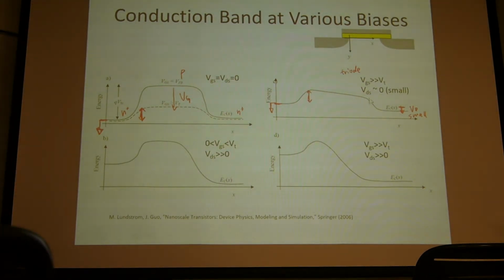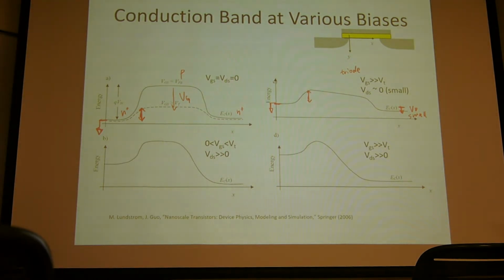Because the drain voltage is small, this is like the triode region, or this linear region. And then if you further increase the drain voltage, you are going to push down the drain side.